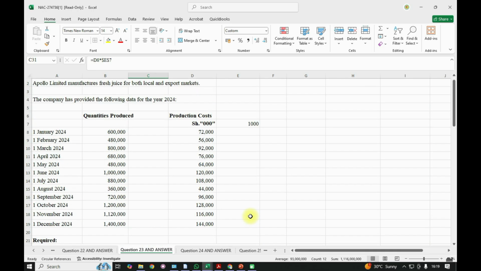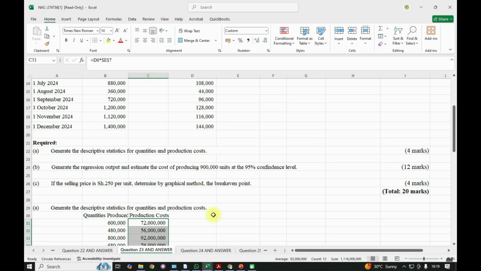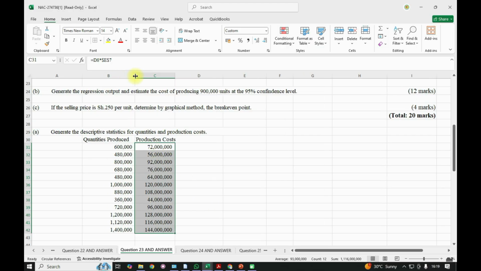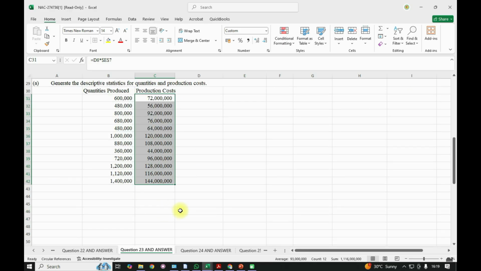So those are our values. In this case, I'm using the full values without using shillings in thousand. So these are the quantities produced and the production cost. We need to perform the descriptive statistics for the two of them.